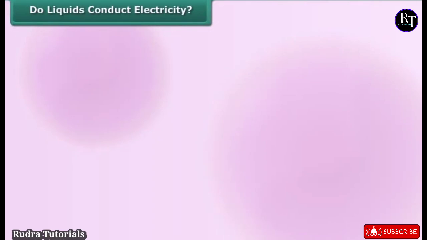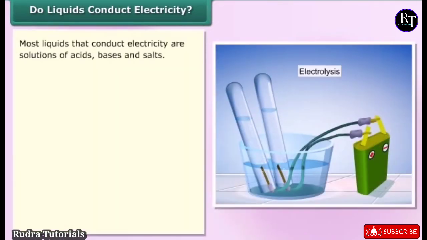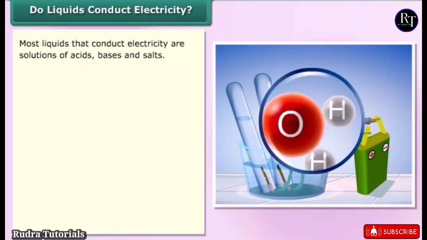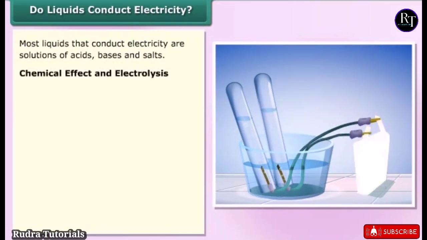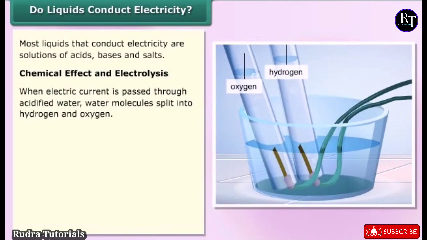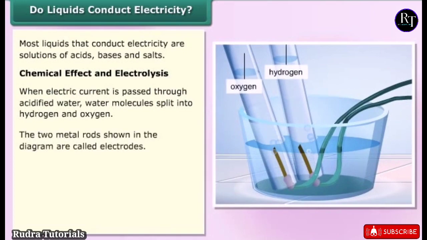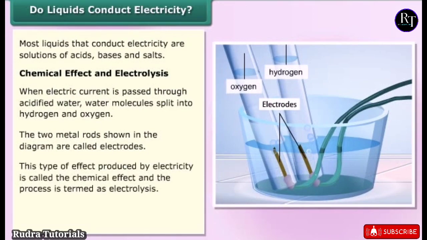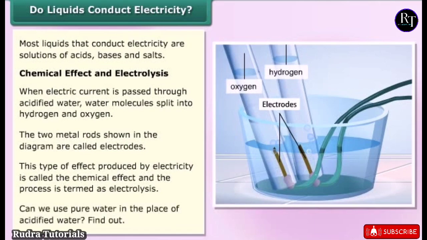Do liquids conduct electricity? Most liquids that conduct electricity are solutions of acids, bases, and salts. Chemical effect and electrolysis. When electric current is passed through acidified water, water molecules split into hydrogen and oxygen. The two metal rods shown in the diagram are called electrodes. This type of effect produced by electricity is called the chemical effect, and the process is termed electrolysis. Can we use pure water in place of acidified water? Find out.